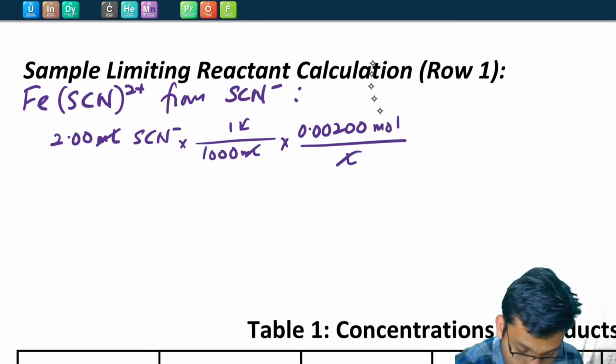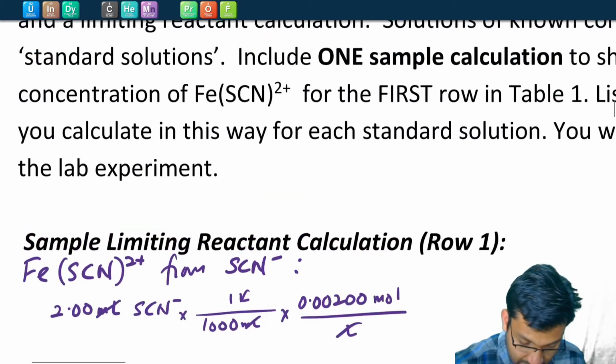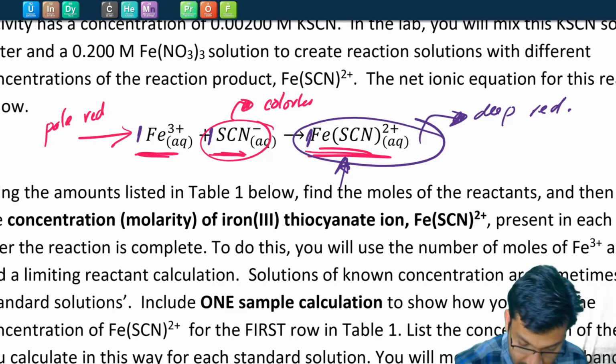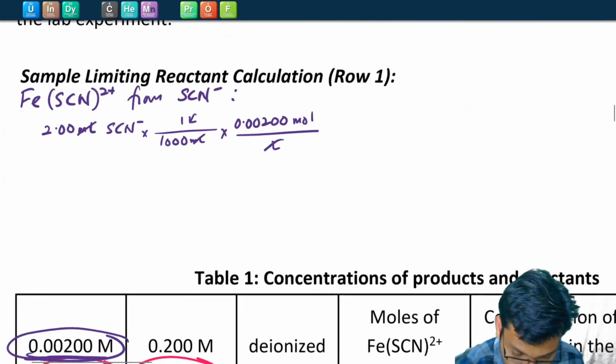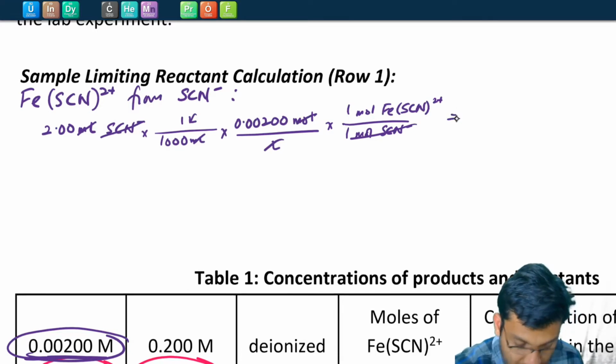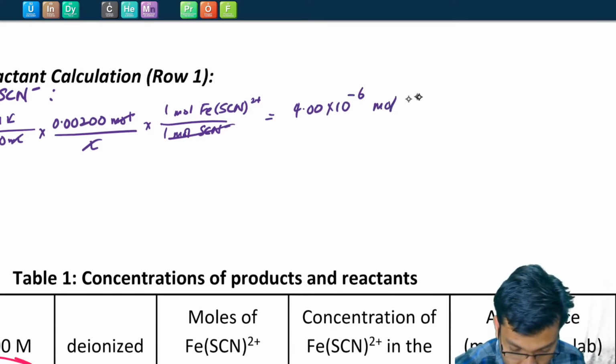But this will give us moles of SCN minus, but we want moles of product. And let's look at the balanced equation. The mole ratio here is 1 to 1 to 1. So that makes it easy, right? We know that 1 mole of SCN minus gives us 1 mole of our product, which is FeSCN2+. So if we plug these into our calculator, I believe we should get 4.00 by 10 to the minus 6 moles of FeSCN2+.